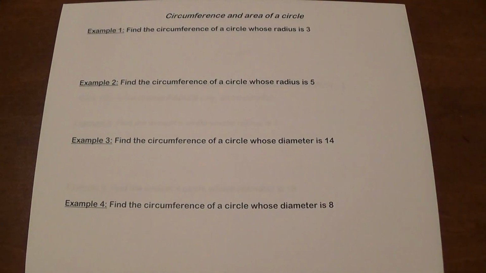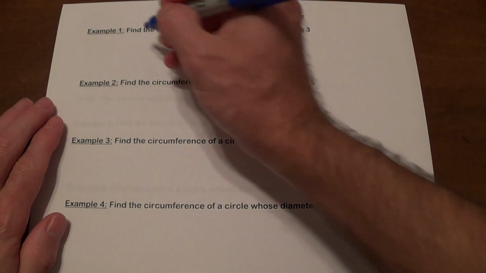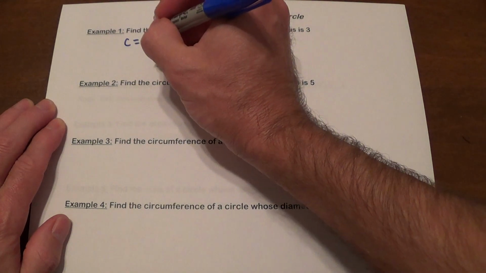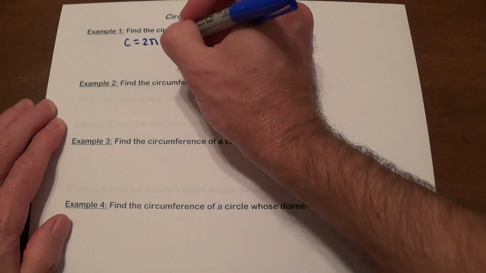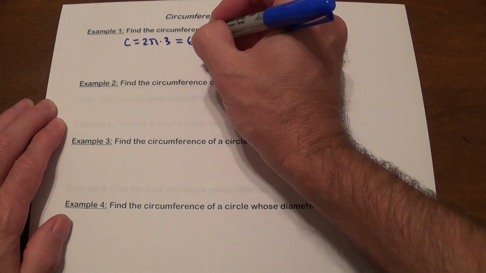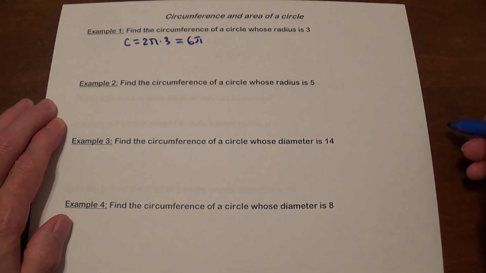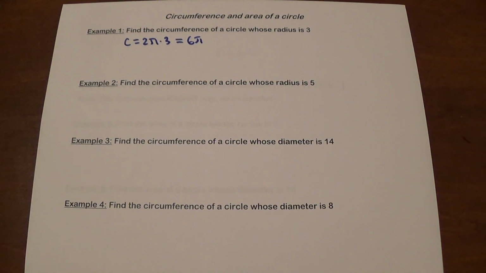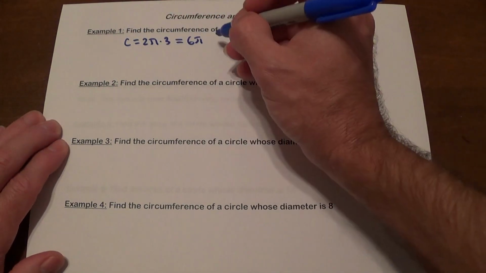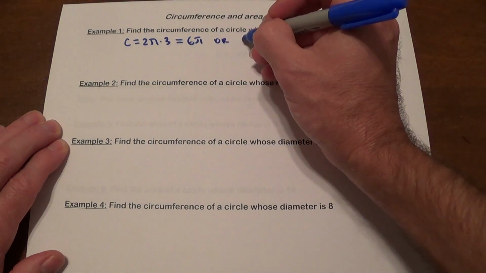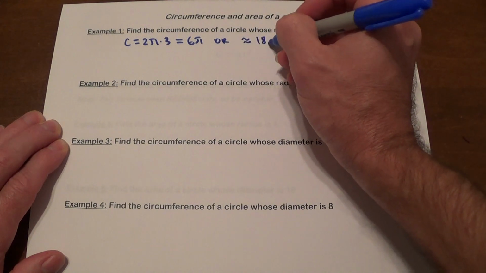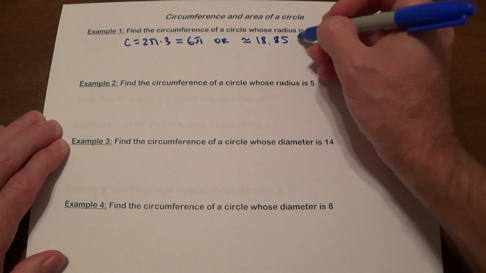So let's begin. Find the circumference of a circle whose radius is 3. So circumference is going to be 2 pi r, which is 3. So it's going to be 6 pi. If we leave it as the exact value, 6 pi, if you type it in the calculator, is going to be 18 or approximately 18.85.